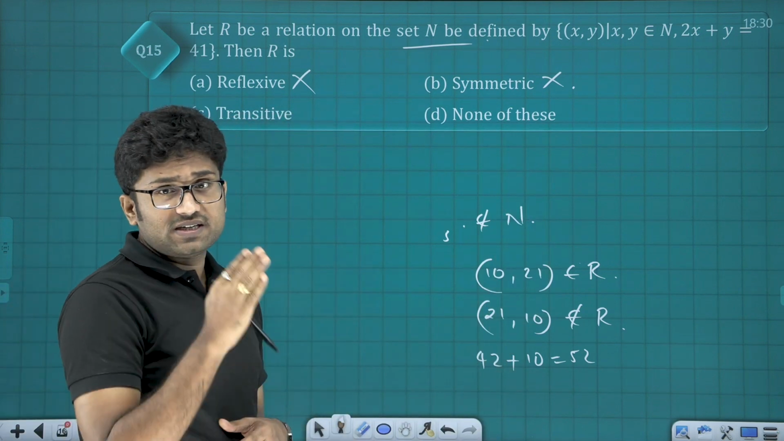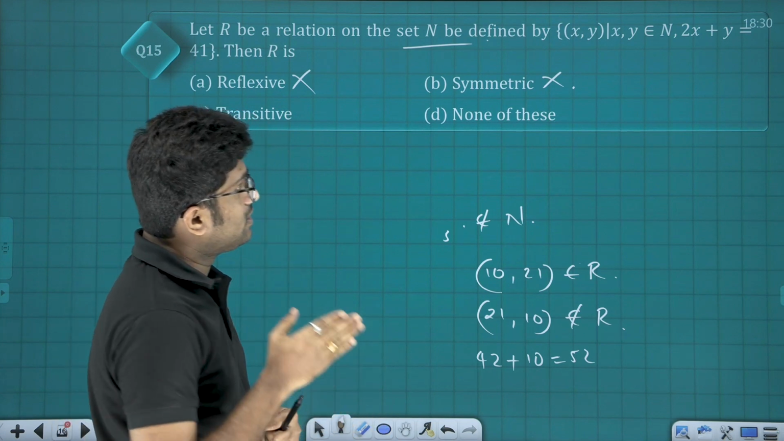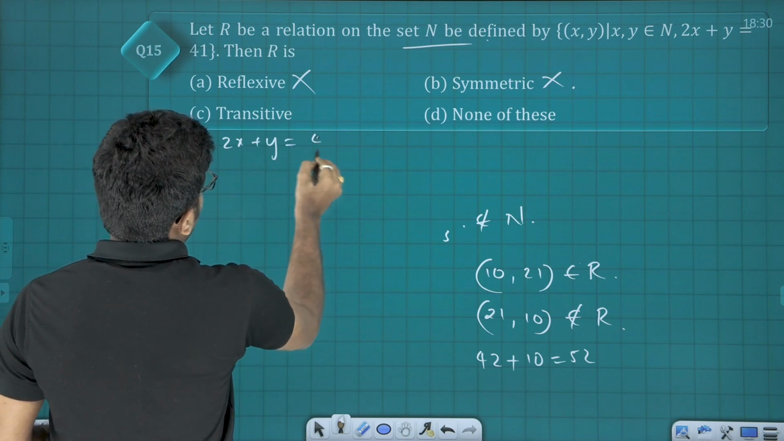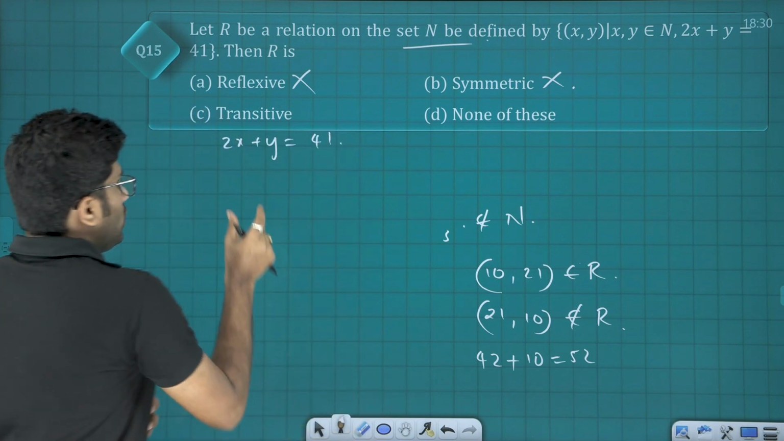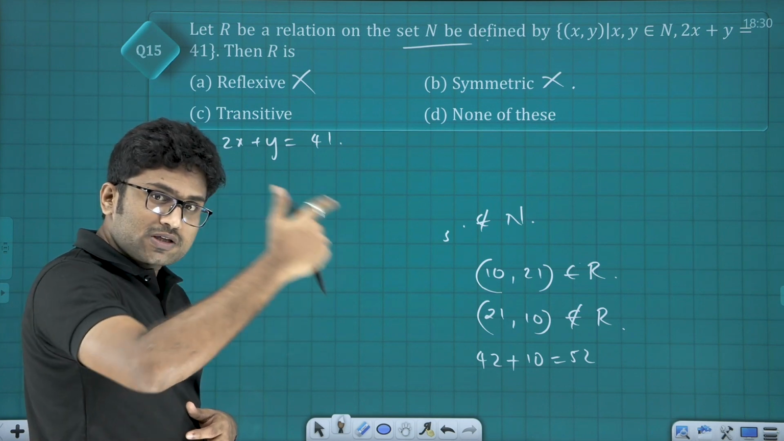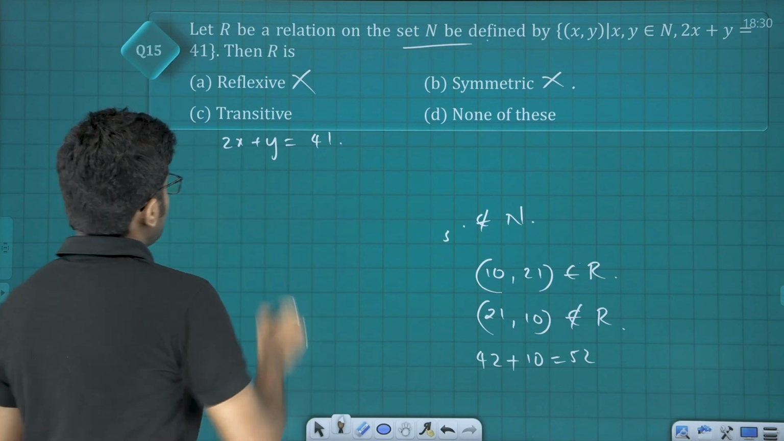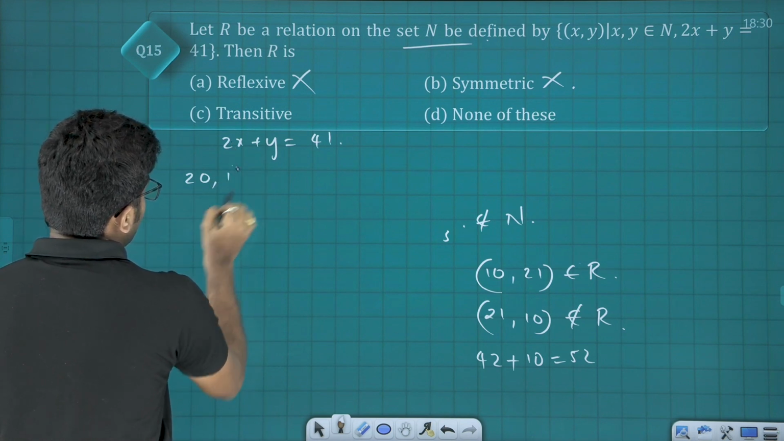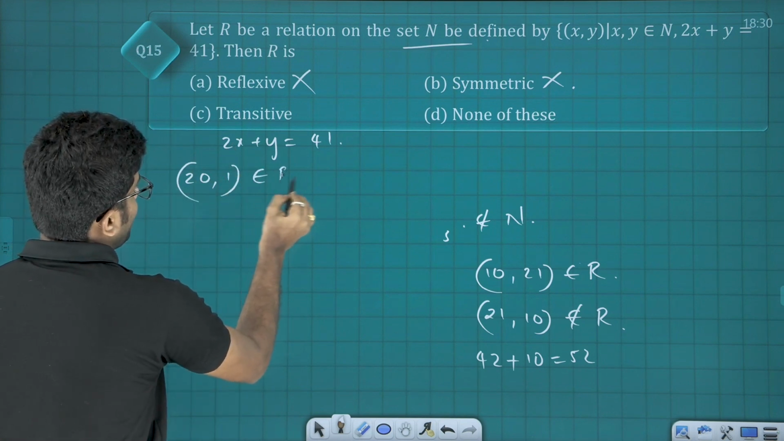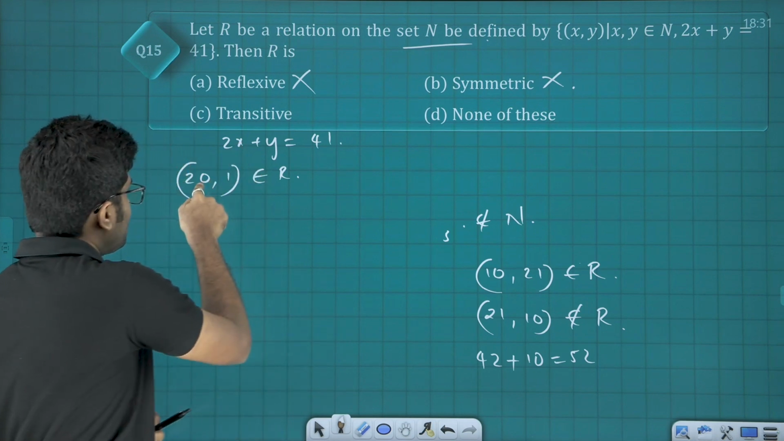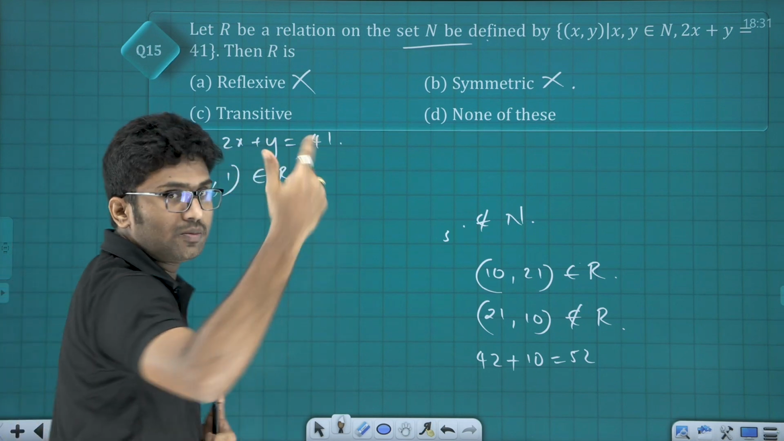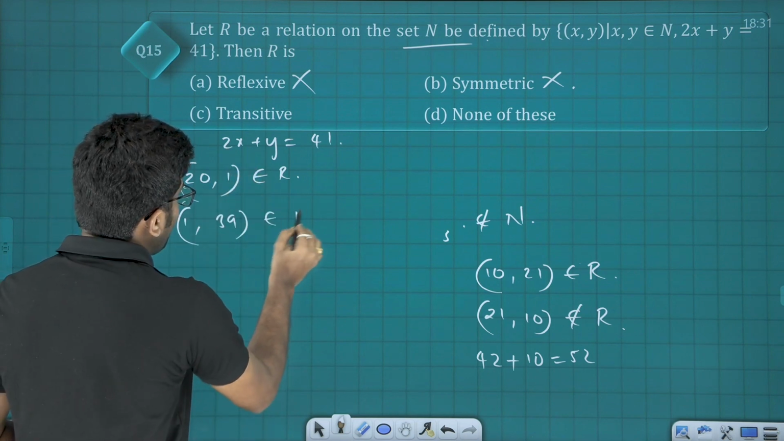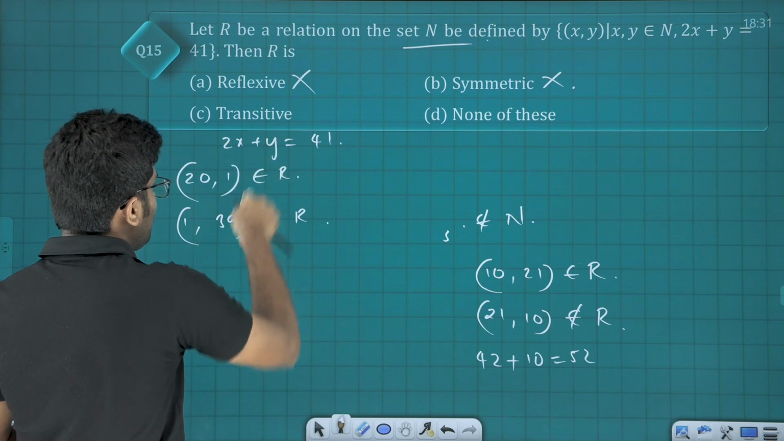Now to check whether it is transitive or not, we always take a contradictory example. So 2x plus y is equal to 41. You have to take two ordered pairs such that (a, b) belongs to R and (b, c) also belongs to R. See, let's take some x equal to 20, 2 twos are 40. So (20, 1) belongs to capital R, friends, because when you put x equal to 20, 2 twos are 40 plus 1, 41. And (1, 39) also belongs to capital R. See, 2 ones are 2, 2 plus 39.